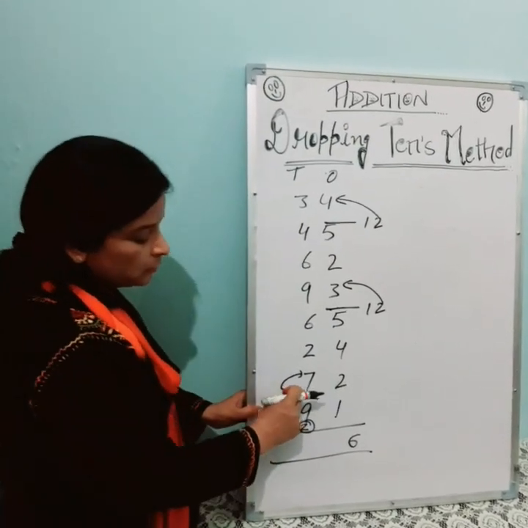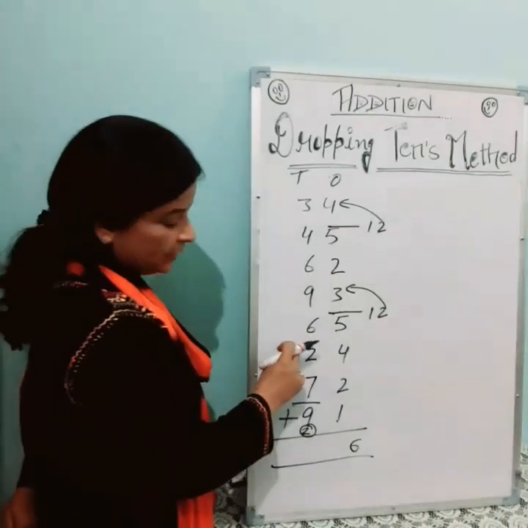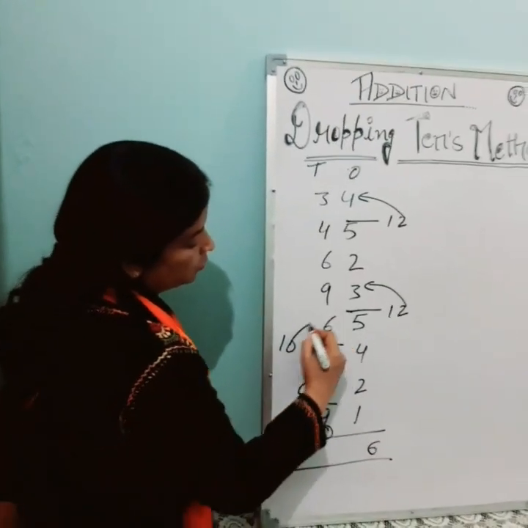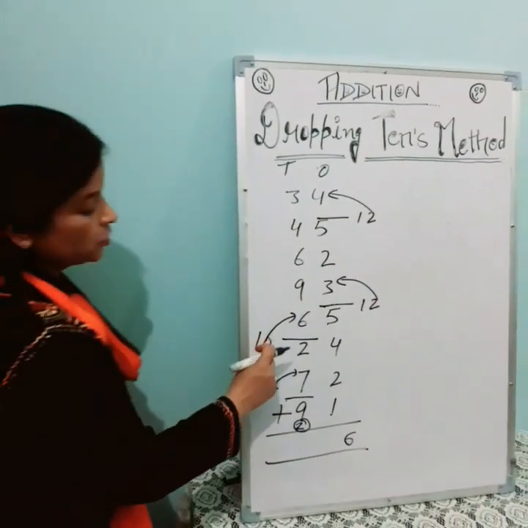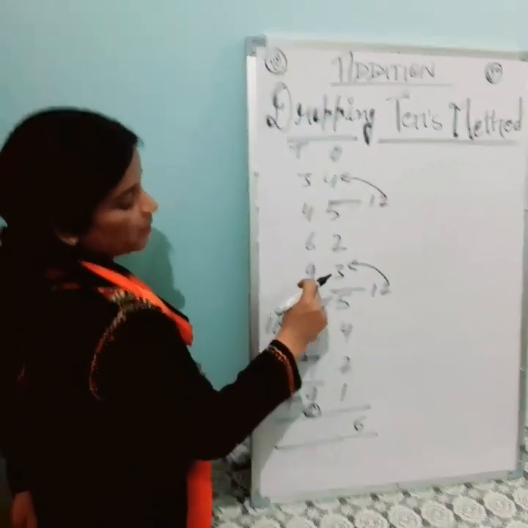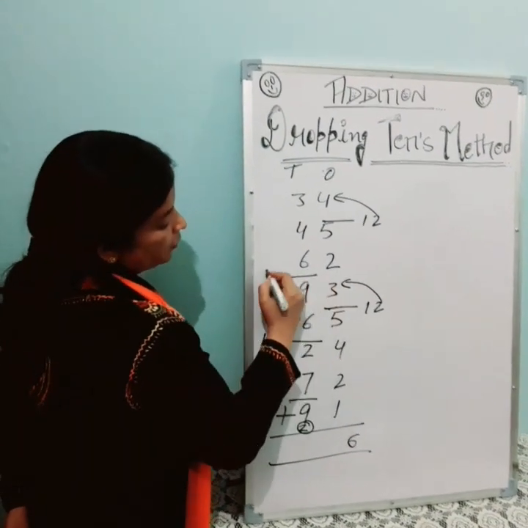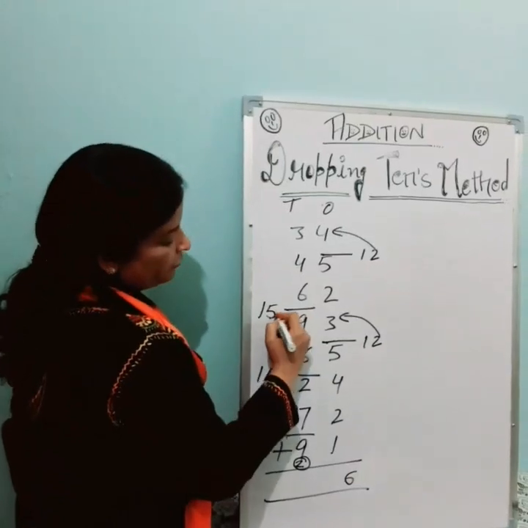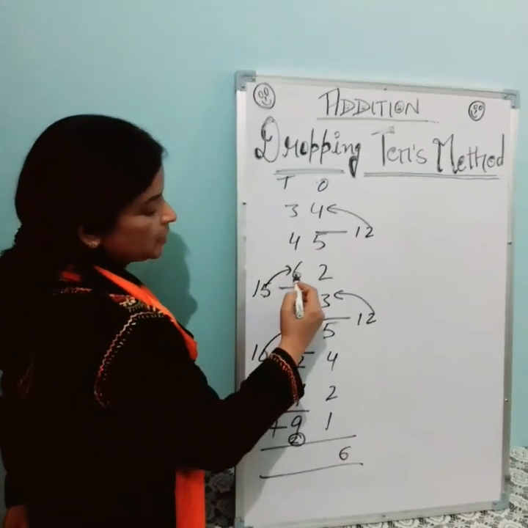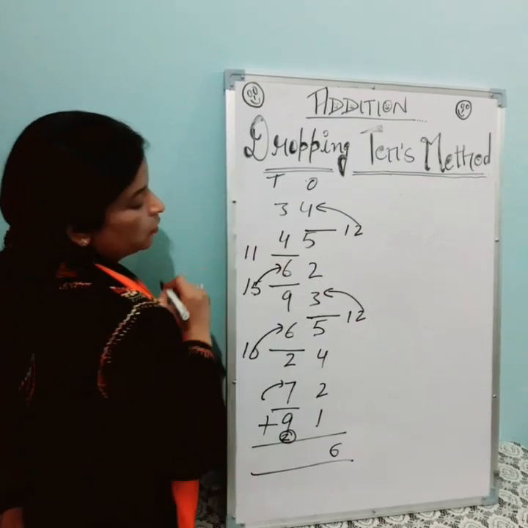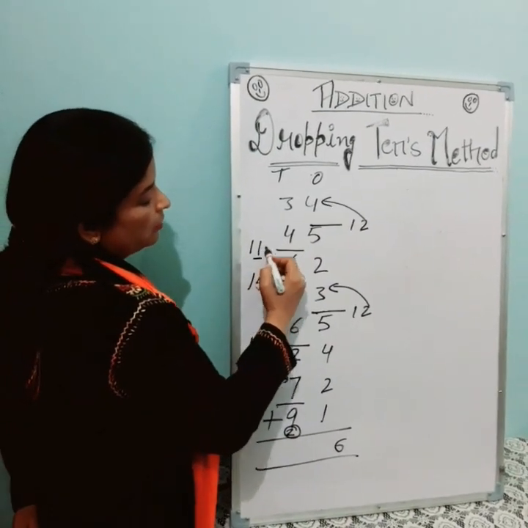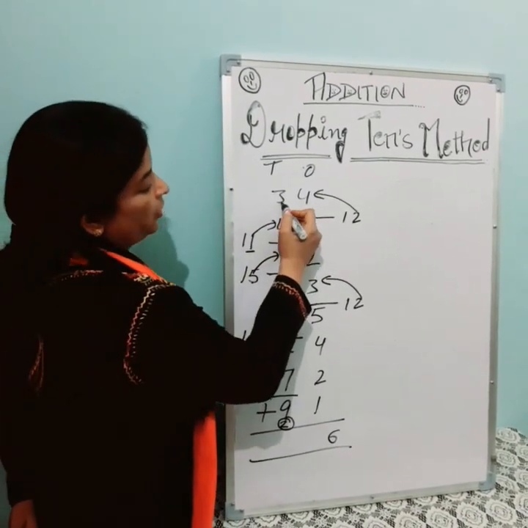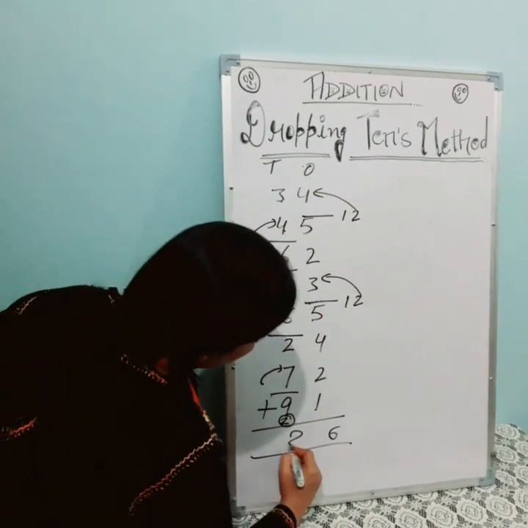7 plus 1, 8. 8 plus 2, 10. Again we drop 10 here. Remaining ones is 0. Carry to the next number. 0 plus 6, 6. 6 plus 9, 15. We again drop 10 here as a bar. What is remaining in ones? 5. 5 carry to the next number. 5 plus 6, 11. Again we drop 10 here. Remaining ones is 1. 1 carry to the next number. 1 plus 4, 5. 5 plus 3, 8. We will write 8 here.